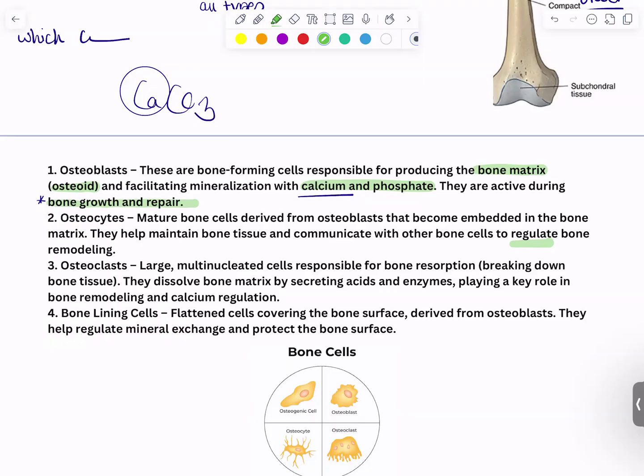How does bone remodeling happen? Osteocyte is responsible for sending signals to the osteoblast or osteoclast to do the process. So that's the important thing. Mainly regulation of bone remodeling and the extracellular matrix are the main functions of the osteocytes.